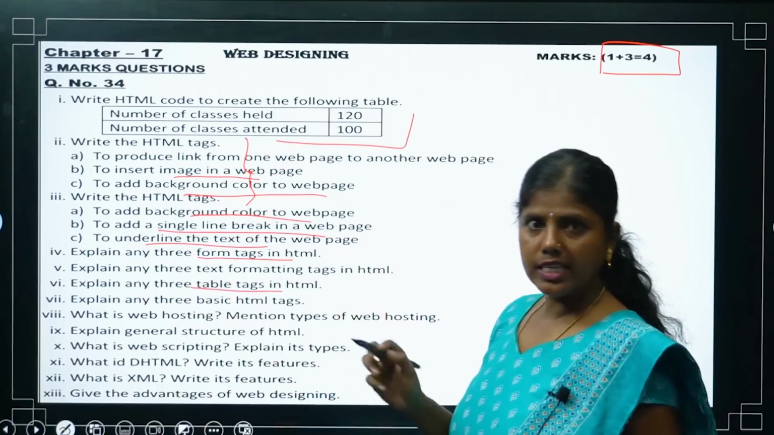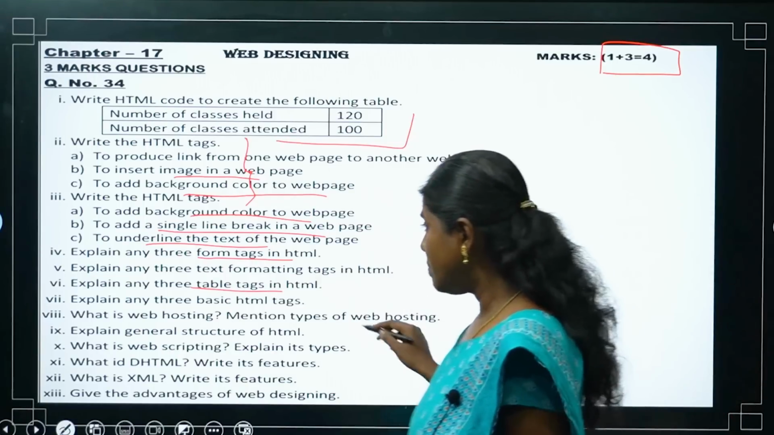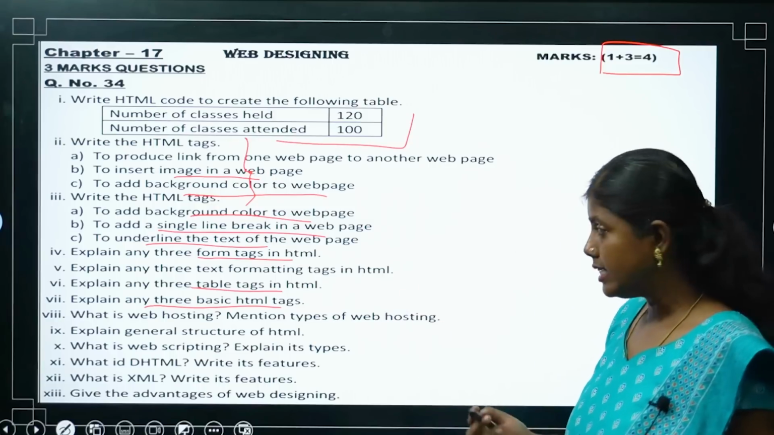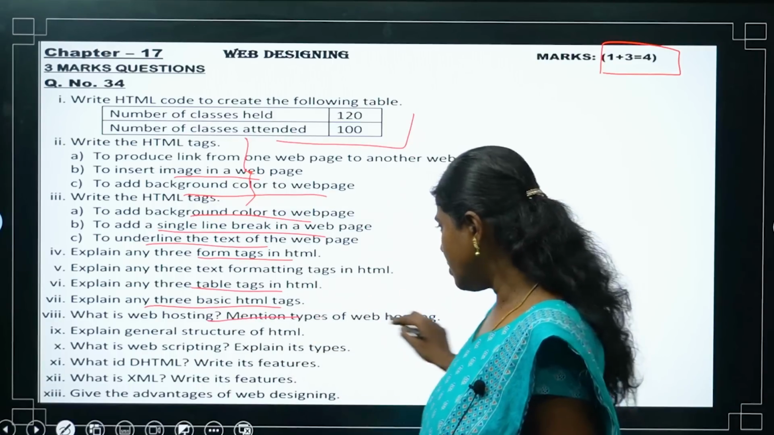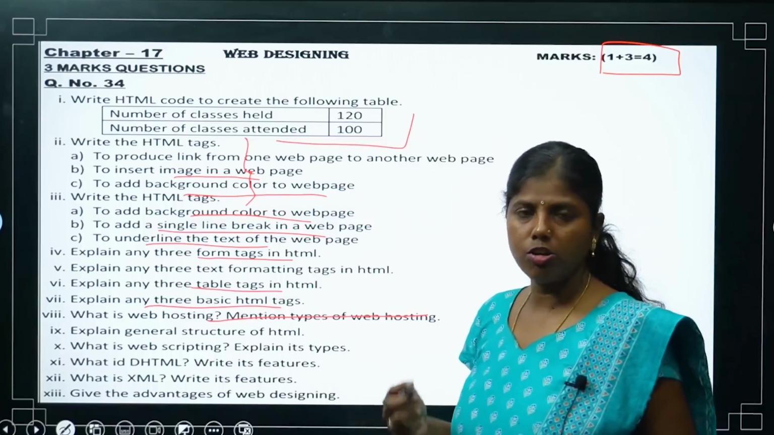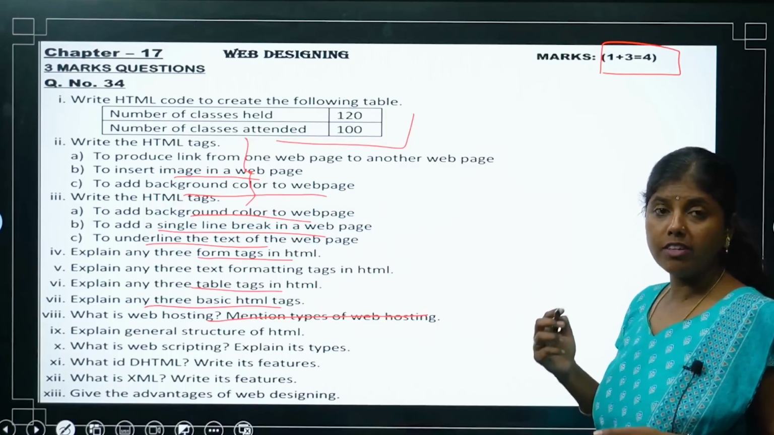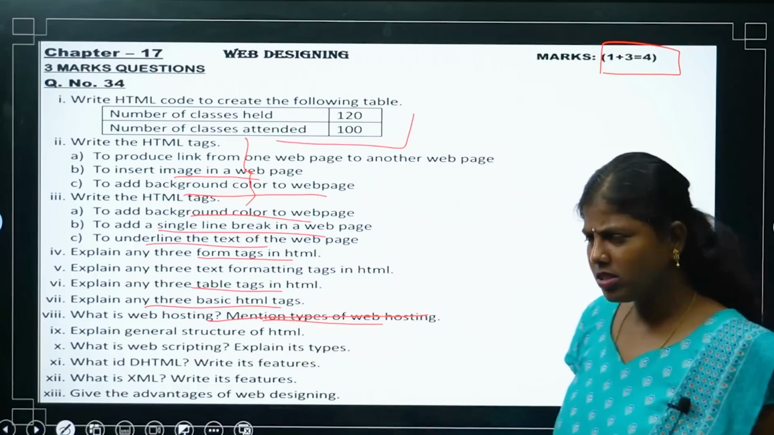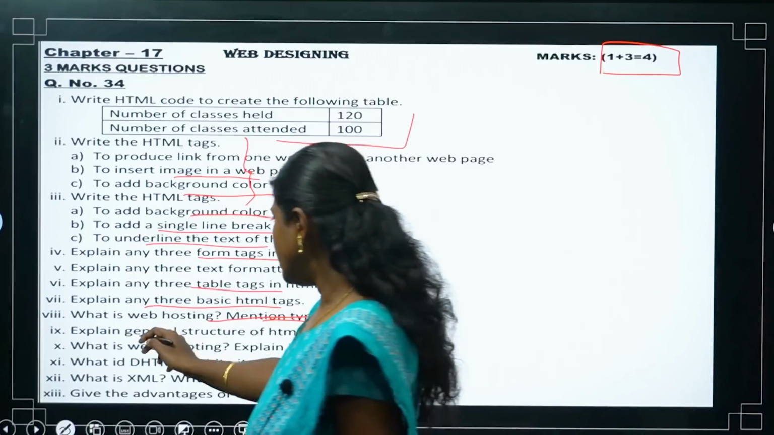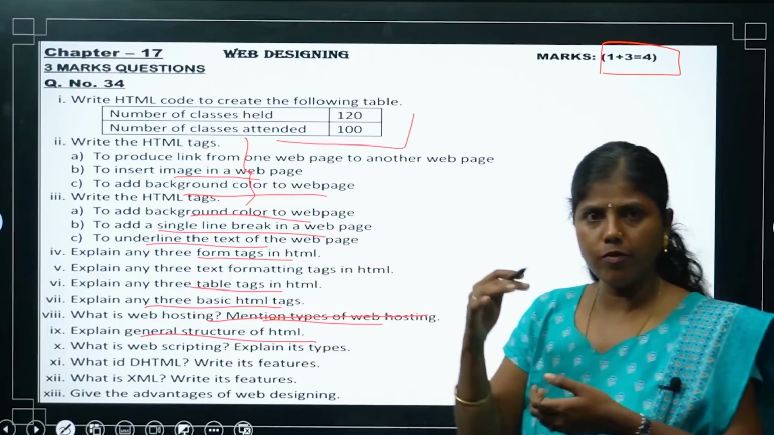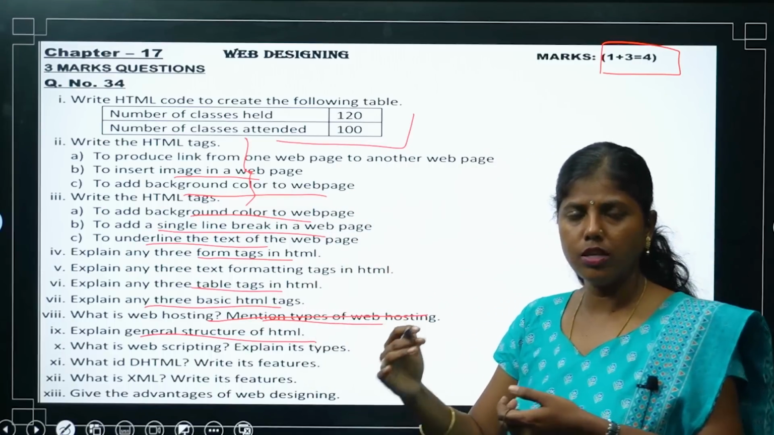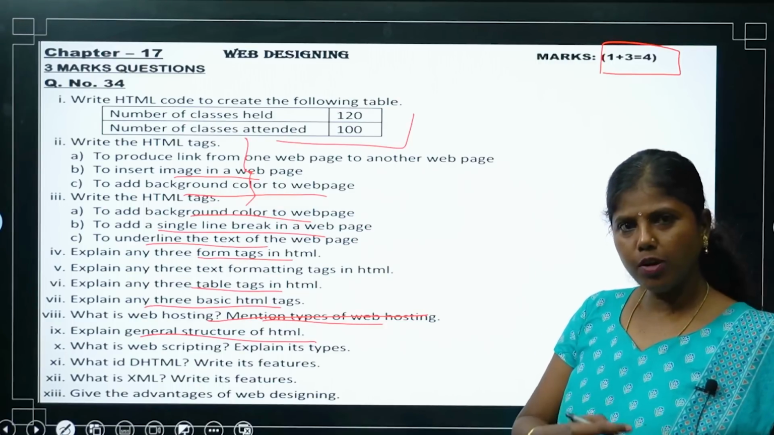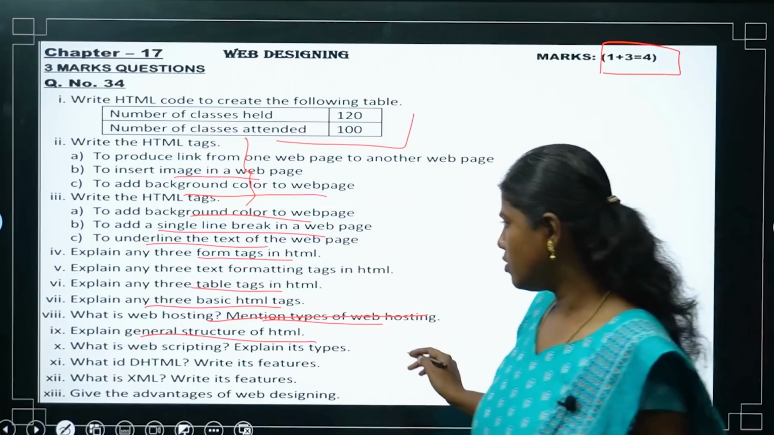So what are table tags? Table tag, TR tag, TH tag, TD tag. Then we have 3 basic HTML tags: the HTML tag, the head tag, then the body tag. Remember the title tag too; these are all the basic HTML tags. Web hosting: mention types of web hosting. We have free hosting, colocation hosting, and so on. They've asked you to mention only, so you can just mention the different types of web hosting. General structure of HTML: you have to write the whole general structure. Open HTML, head, title, then close, open the body, write something, dash, dash, dash, you can put it here. Close the body, close HTML, that's it. That gives you the structure of HTML.